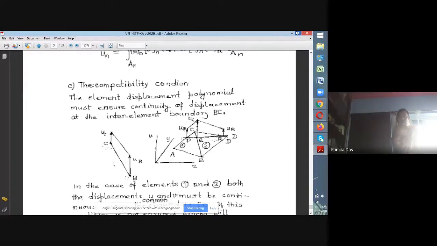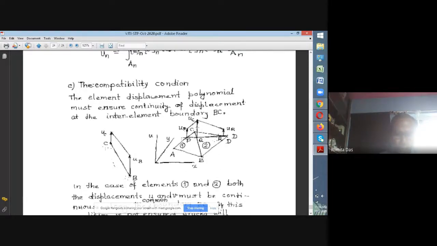So a patch of triangular plates in the case of linear variation of displacement field. And when you are doing that, you must ensure that at the inter-element boundary, look at this, in this case I have shown in the sketch elements 1 and 2, which have a common boundary BC, and the two nodes A at the left end and D at the other end.